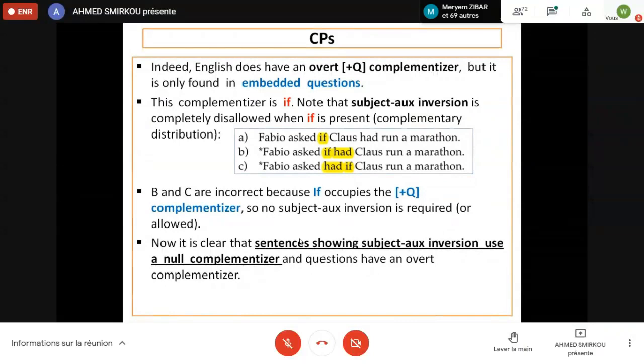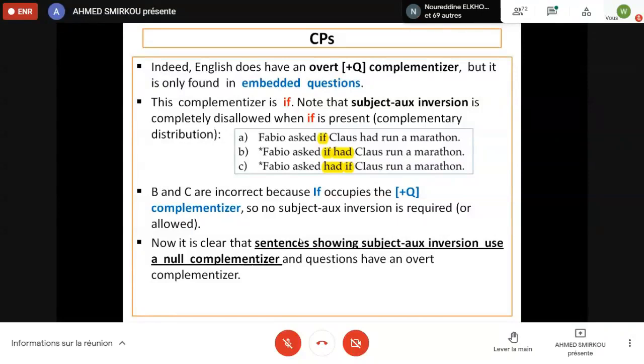So the last point to talk about is, I mean, not the question, but it's related to non-questions. Now we're going to generalize. So we have complementizers in embedded clauses. We have complementizers in questions. We are left with one thing. What is it? Can you answer this question?